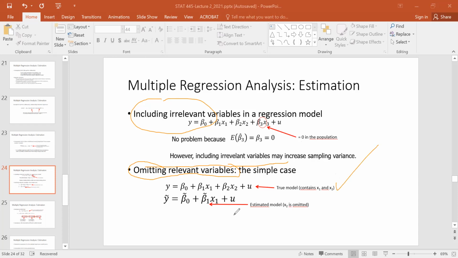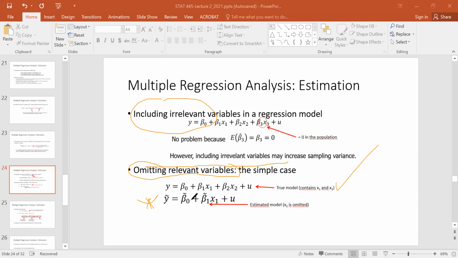But you made a mistake. Either you did not observe X2 or you didn't know, and you went ahead to just run the model with only X1. So you have omitted a relevant variable X2. We are assuming X2 is relevant because we are assuming this is the true model in the population. When you make a mistake and run a simple regression instead of the multiple regression, what are the consequences?